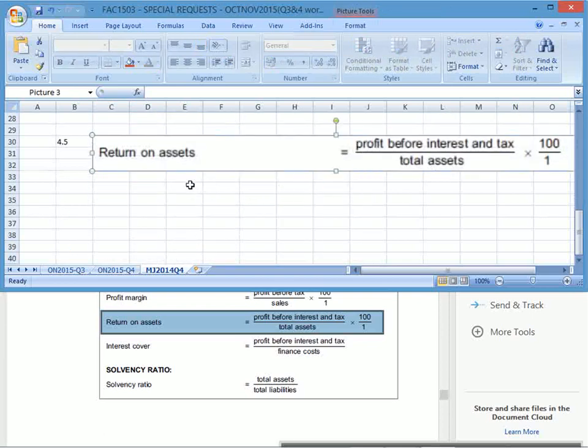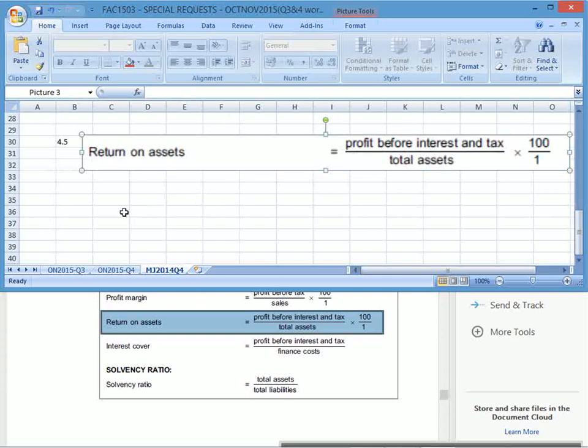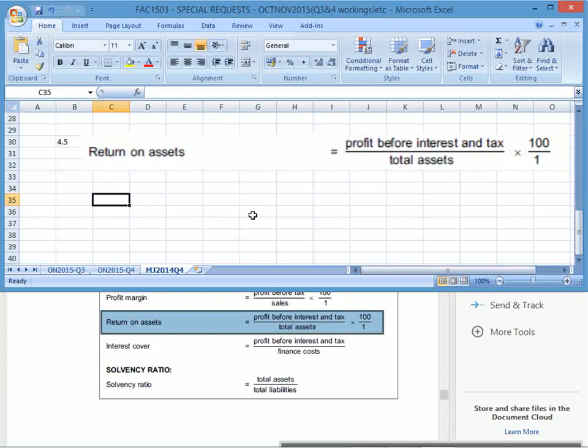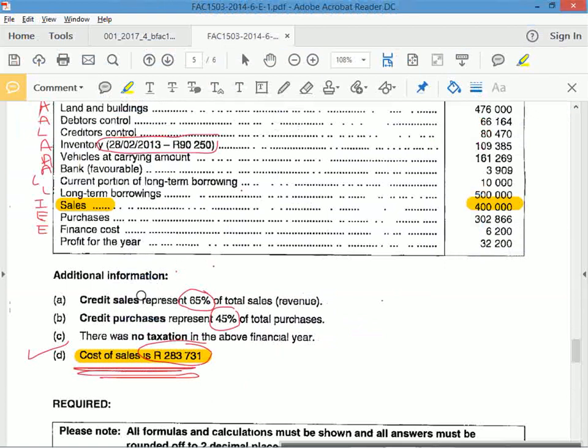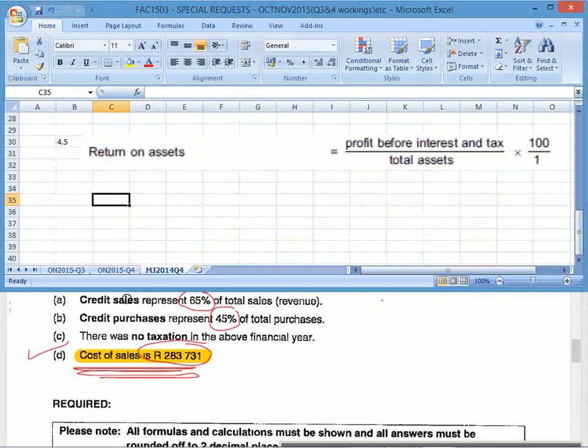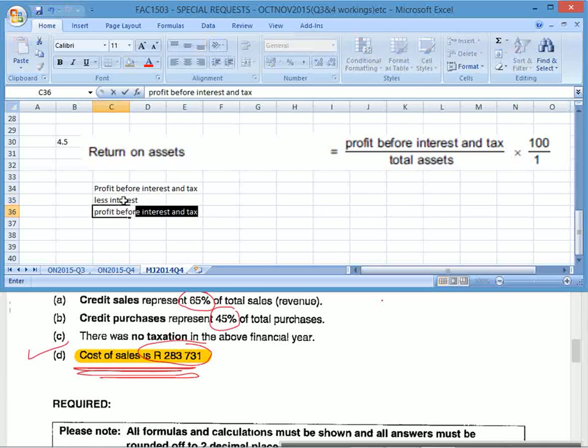Okay, so this one you asked me about earlier, profit before interest and tax. That's what I need to calculate. What profit did they give me? They gave me this. Profit for the year. Right, so if I'm looking at profit before interest and tax, what happens? Well, I take off the interest. Less interest. That's going to give you profit before tax. Then I less the tax, and then I have profit for the year.